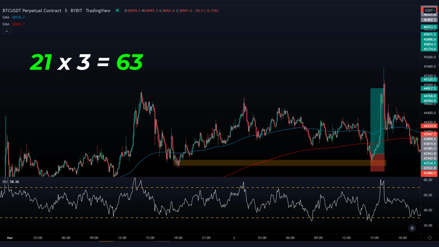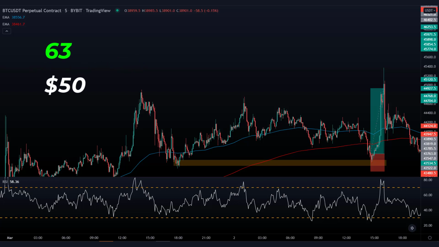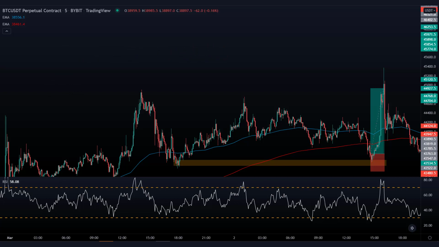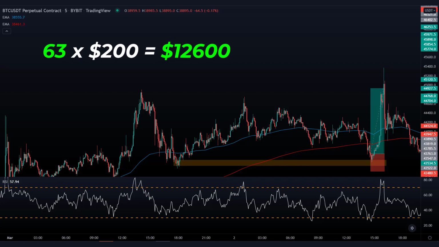If you still don't understand how much this is, then take a look at the following. A novice trader may not have that much money to lose. Suppose you want to risk only $50 per trade for the whole month. Then it means that you have made 63 times $50. That is $3,150. But suppose you can risk $200 on a trade. Then in a month and a half you earn $12,600.